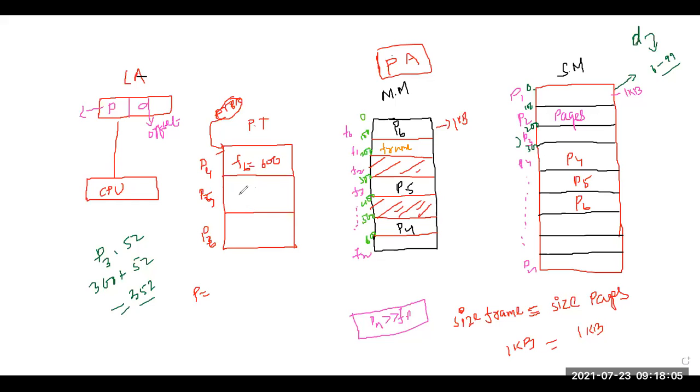Sir, page 5, frame 3. In which frame? Which frame number is page 5 stored in? Sir, frame 3. Yes, it is the frame number. Frame number 0, 1, 2, 3. Now this is frame number 3. Okay, now 0, 1, 2, 3, 4, 5. Now this will be frame number 5.